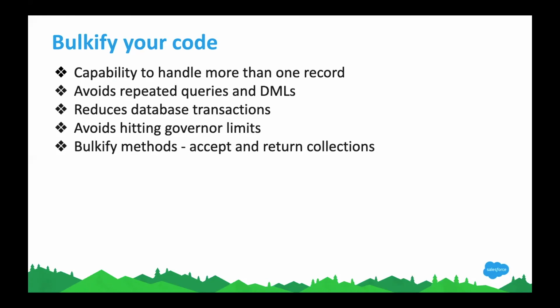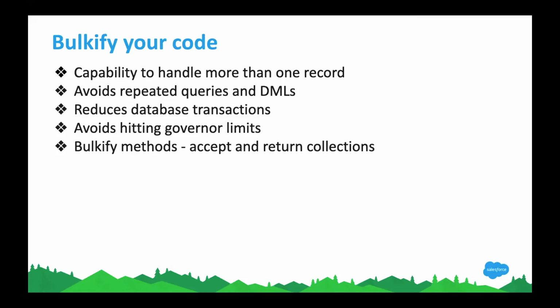And second one, avoid repeated queries and DMLs. As you know, we have limits applied where you can't go more than 100 queries and 150 DMLs in a transaction. So keep in mind that you never cross over those limits, as we saw on the previous slides. Reduce database transactions, which means either you query or use DML, and this is because you have to avoid governor limits. Once you hit the governor limit, your transaction is going to be terminated and you're done for the day. So you have to keep this in mind.